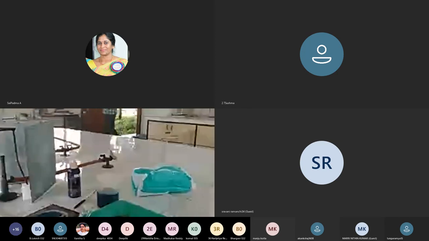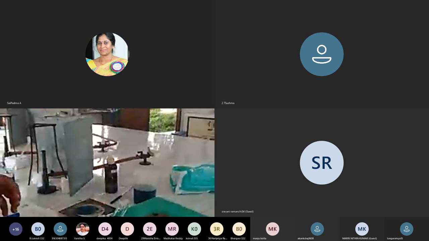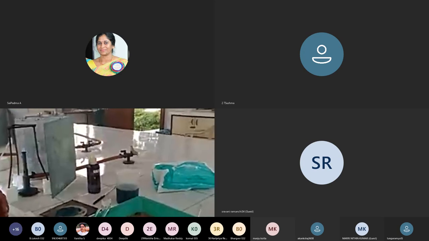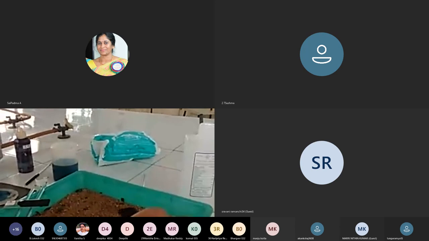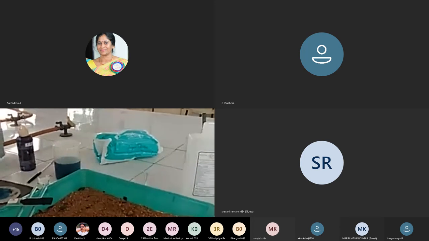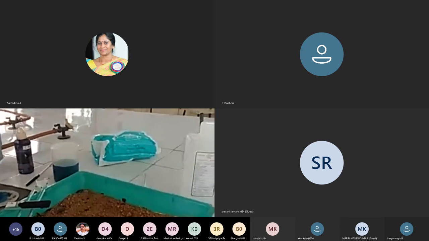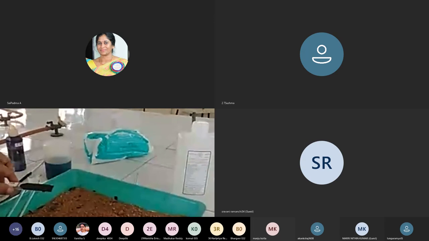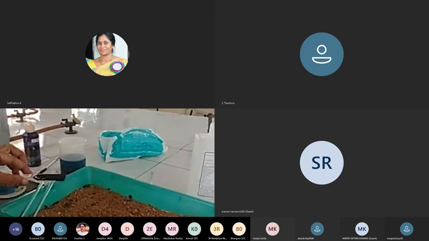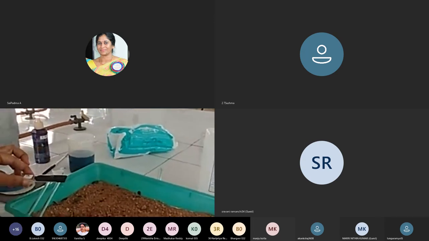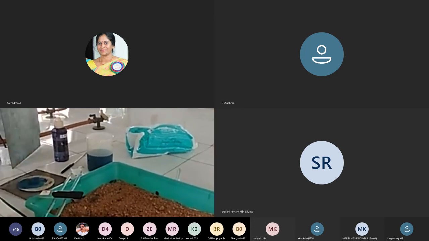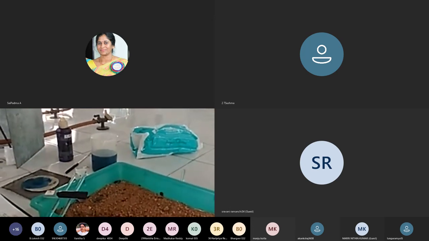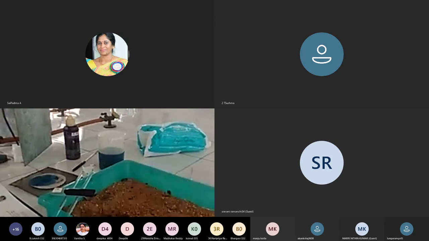As we've seen earlier in the video, this is the primary stain. This is the basic dye. Crystal violet is a basic dye which will have a positive charge. So negative charges present on the cell wall will interact with this dye and it will be taken up initially. Once the 1 or 2 minutes is over, we have to wash it with distilled water.